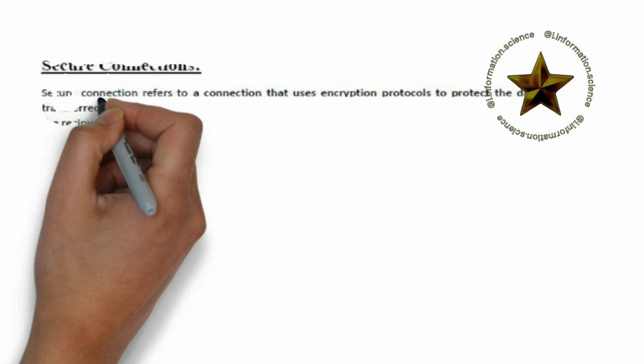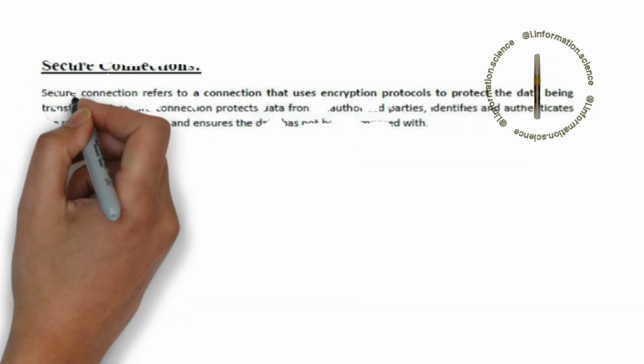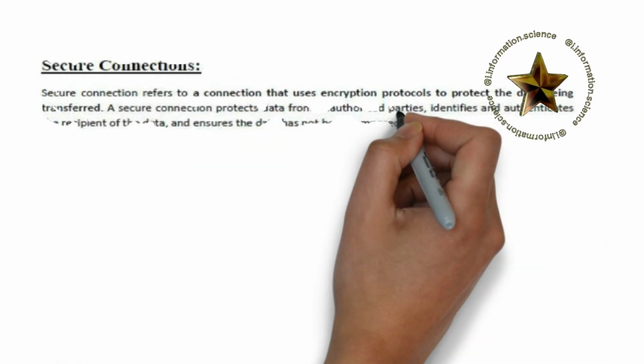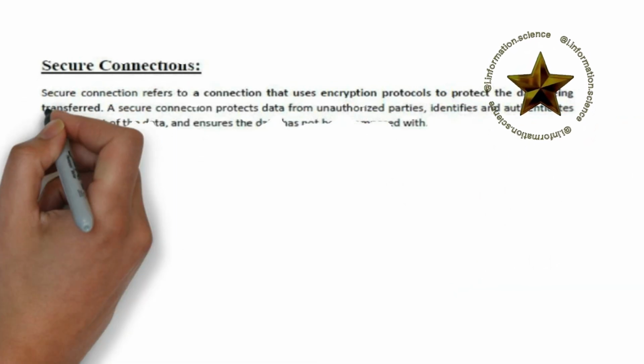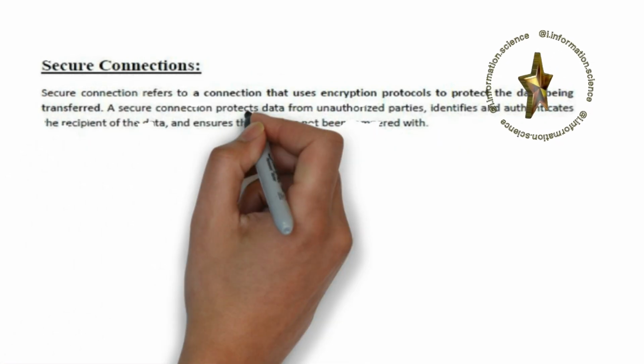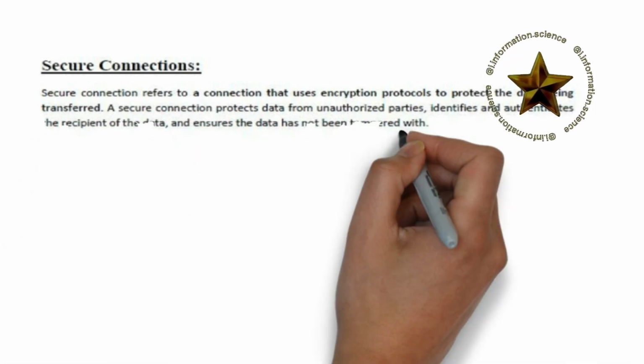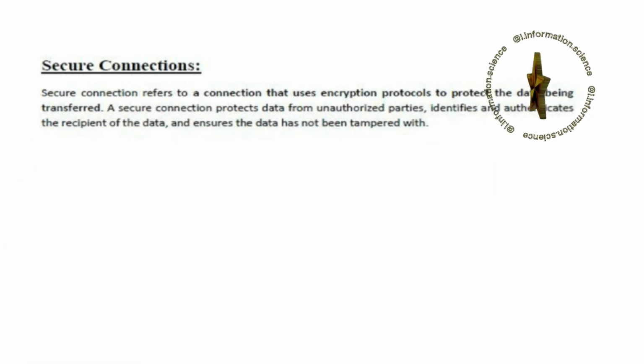Secure connection. A secure connection refers to a connection that uses encryption protocols to protect the data being transferred. A secure connection protects data from unauthorized parties, identifies and authenticates the recipient of the data, and ensures the data has not been tampered with.